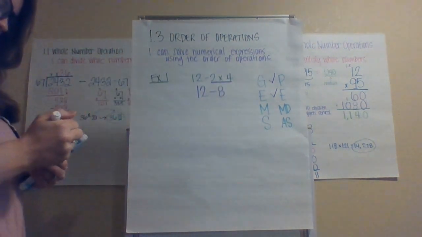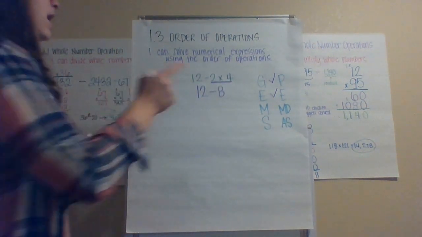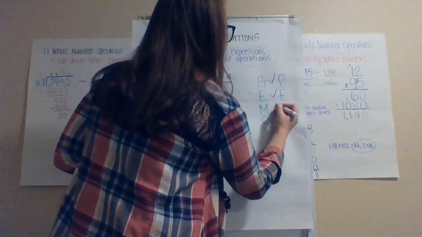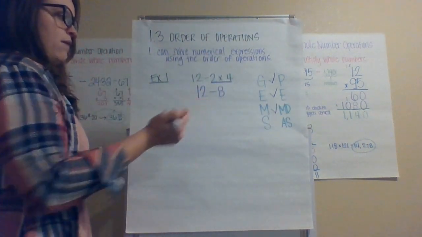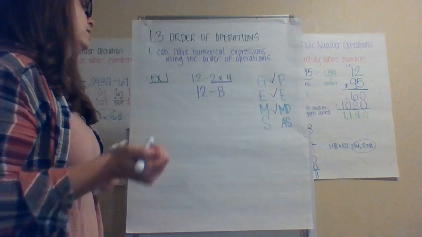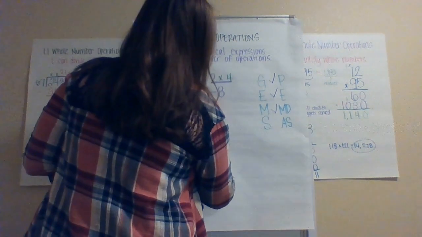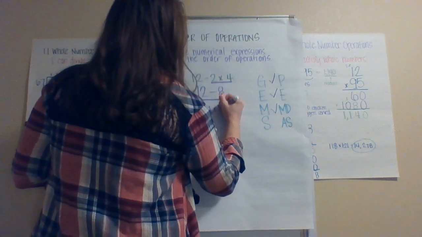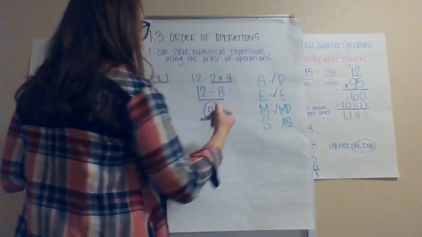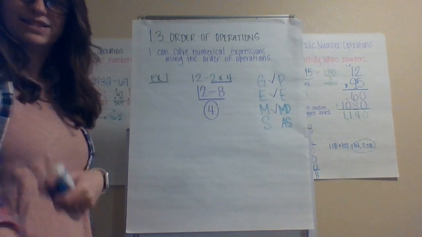So now I have 12 minus 8. I've done both multiplication and division from left to right. Now I have subtraction or addition also from left to right. This is my last step, so all I need to do is underline that. I end up with the answer of 4, and I'm going to circle or highlight my answer.